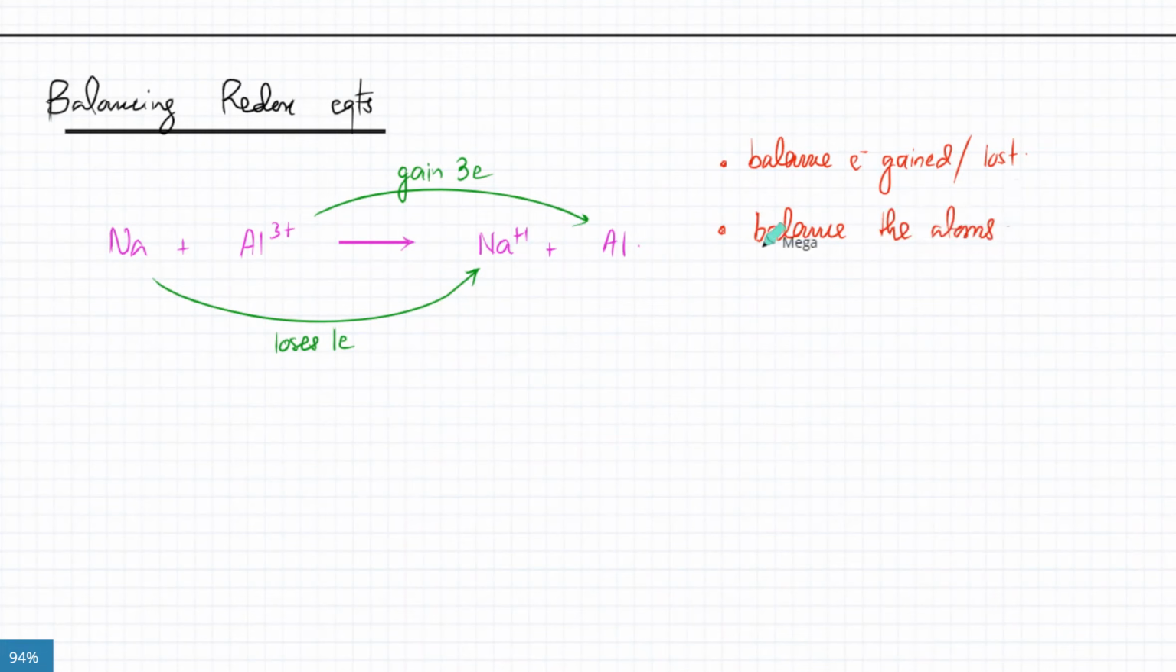So over here, the number of electrons gained and lost are not equal. Over here, it's 3 electrons. Over here, it's 1 electron. So what you can do with this 1 electron is you can multiply it by 3 and the number of electrons gained and lost would become equal. So that requires 3 sodiums and 3 sodium +1 ions. And now your equation is balanced. The number of electrons gained and the number of electrons lost are now equal. Previously they weren't, now they are. Okay, is this part clear?